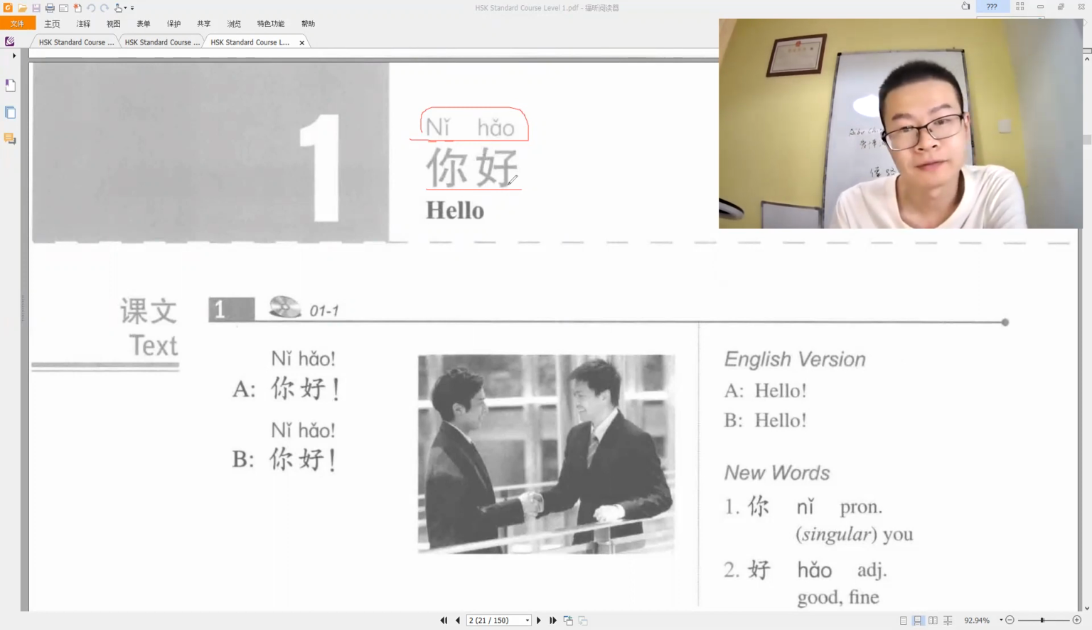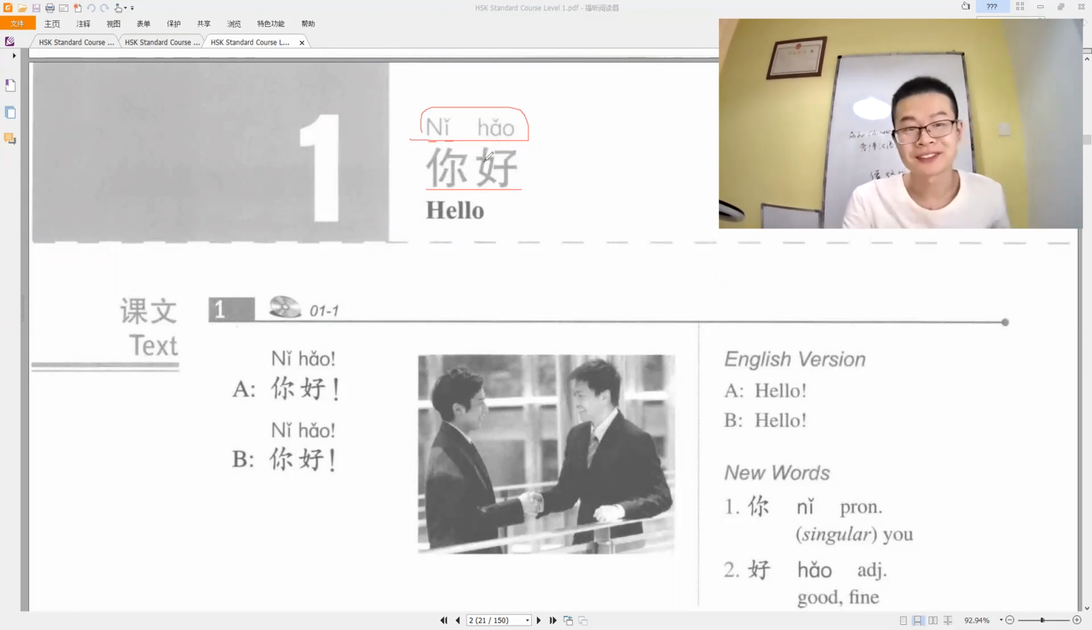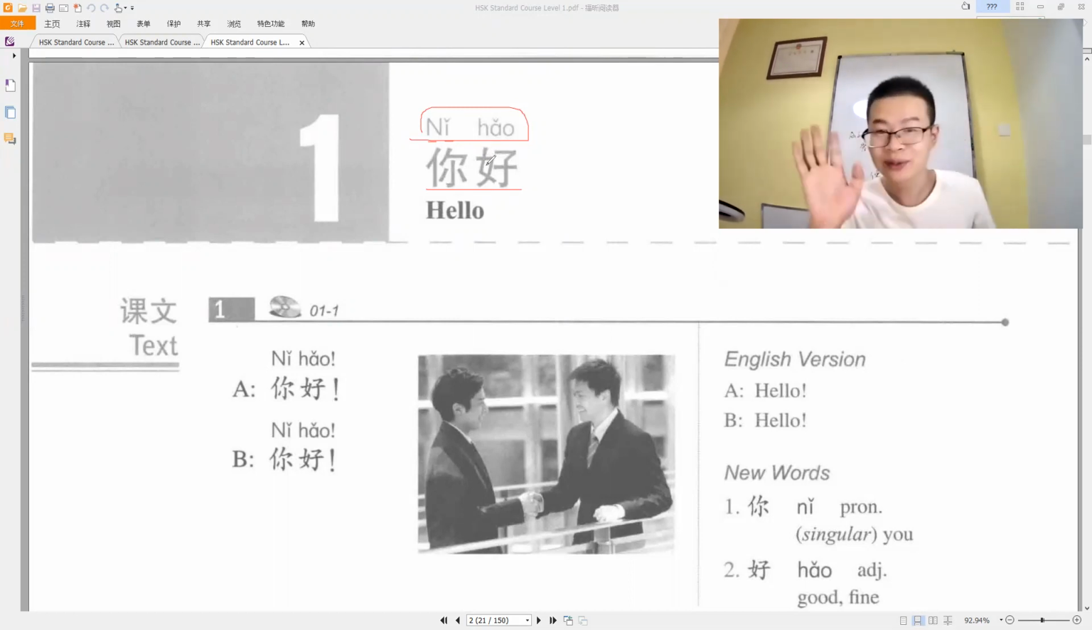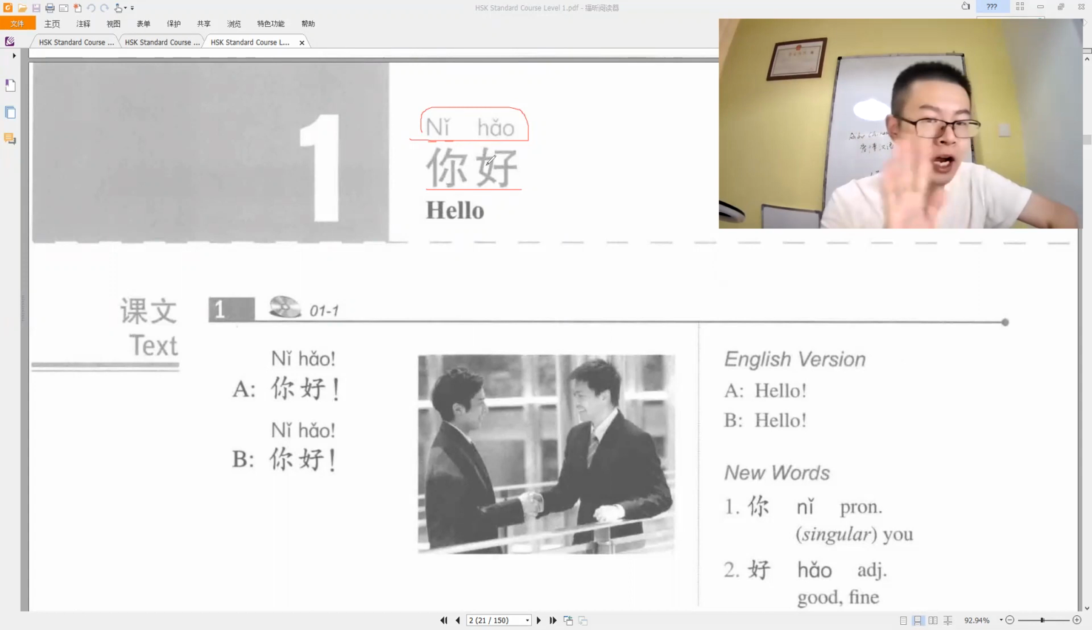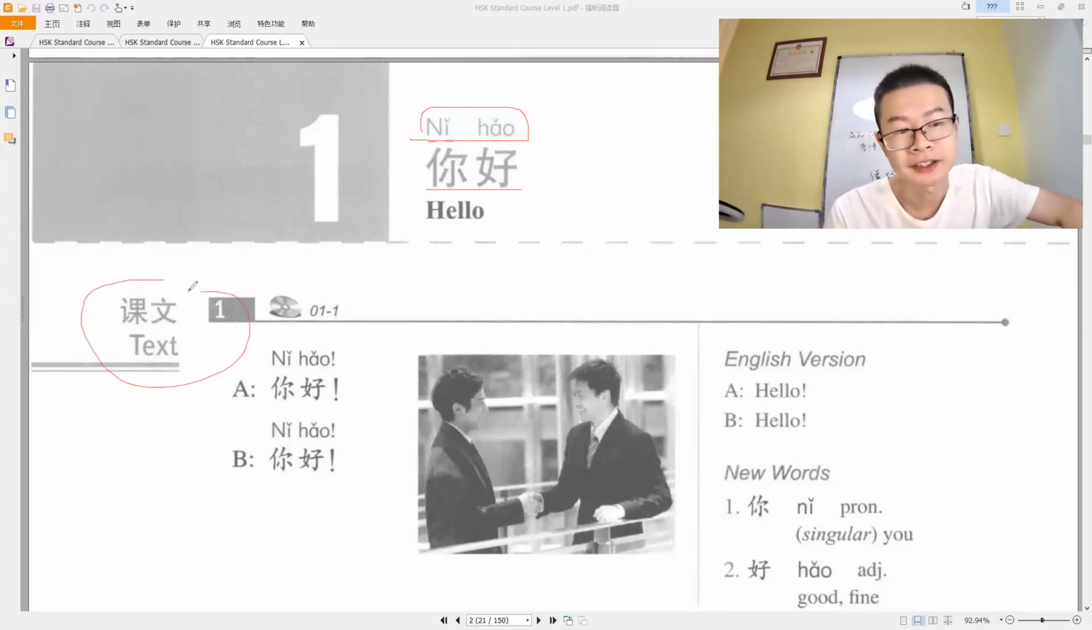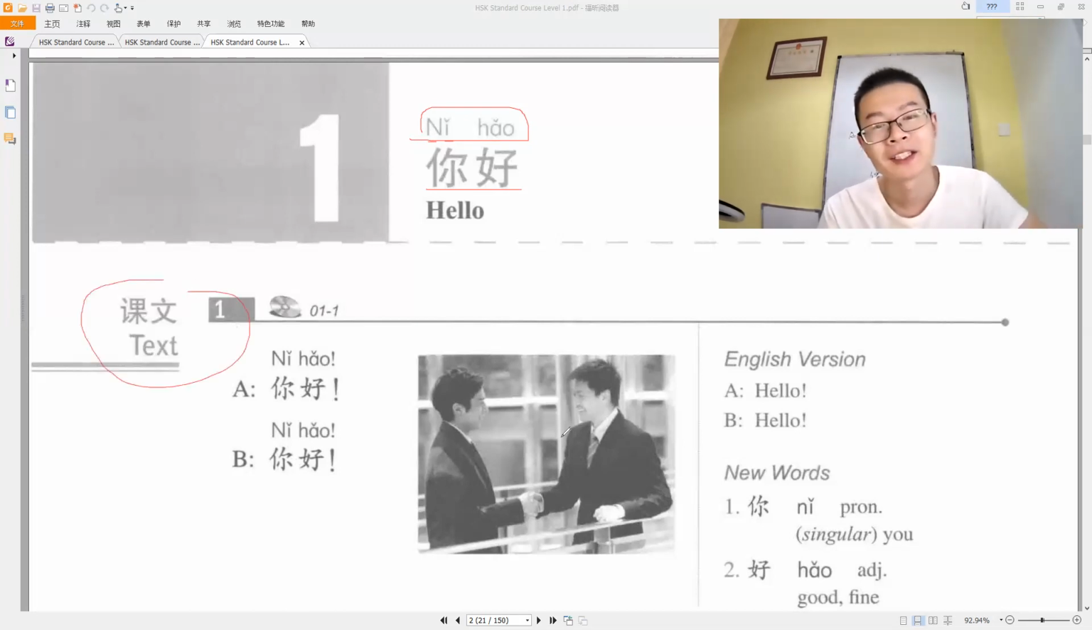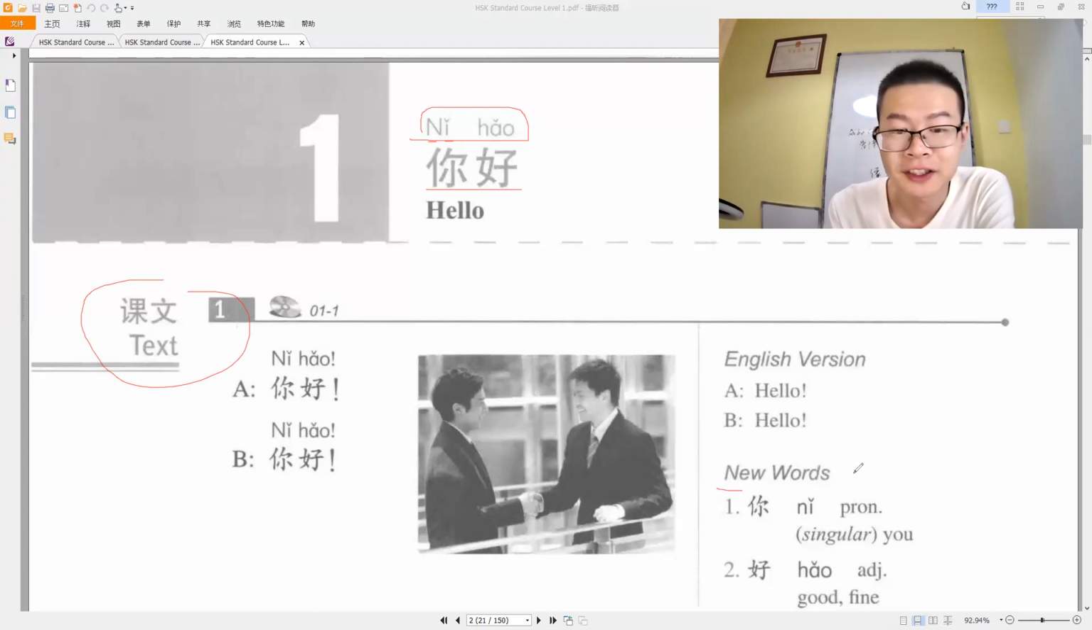Ni hao, the first word, ni hao, hello. That's all. Hello, the reading. First, we look at text one. 首先, the first new words. New words: 你, a pronoun. 你, singular, 你.